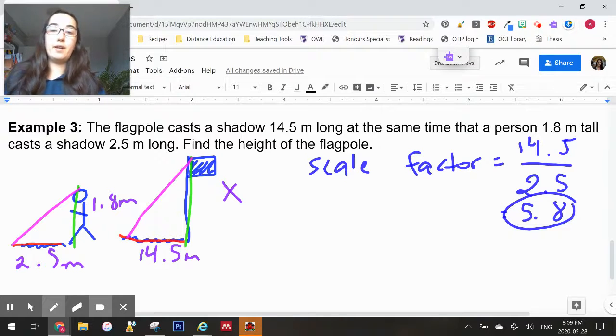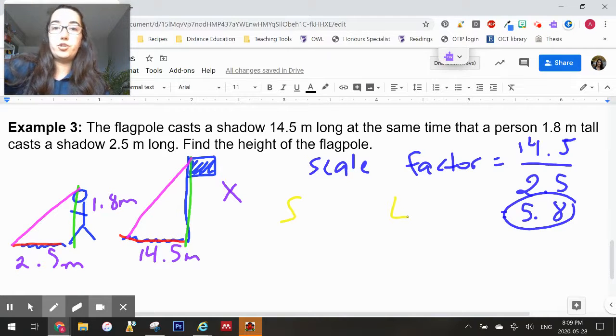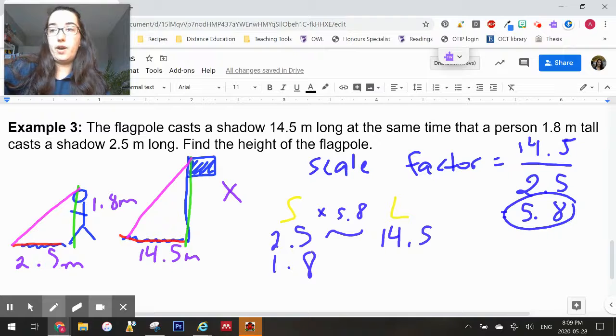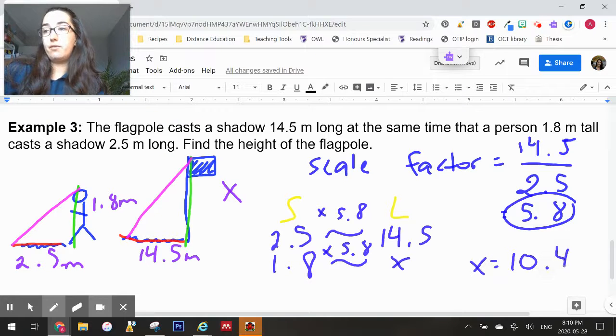Now I need to find the height of the flagpole, so I'm going to write my similarity statements. I'm going to go from small to large. My first statement, I know that I can go from 2.5 to 14.5. These are similar in that I multiply by 5.8. And in the same way, I can use the height of the person in order to find the height of the flagpole. These have to be similar as well, and I also have to multiply by 5.8. 1.8 times 5.8 gives me 10.44. So therefore, x is equal to 10.44.